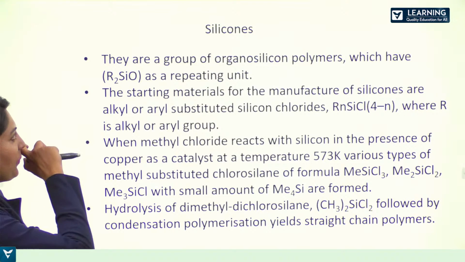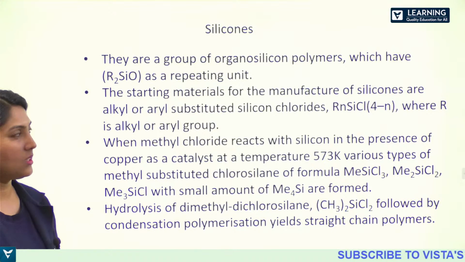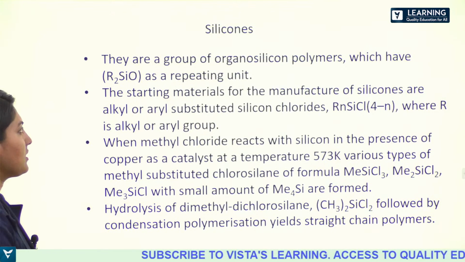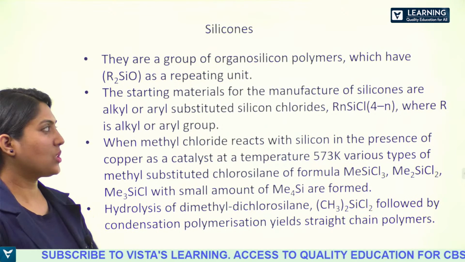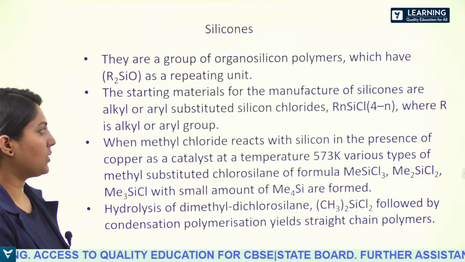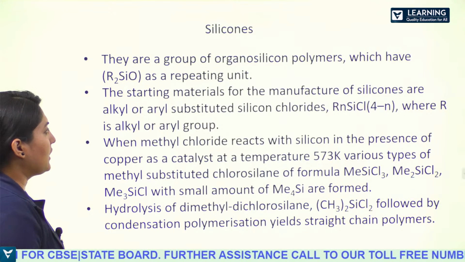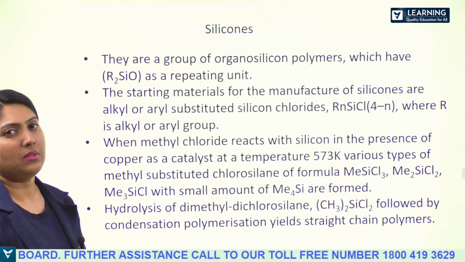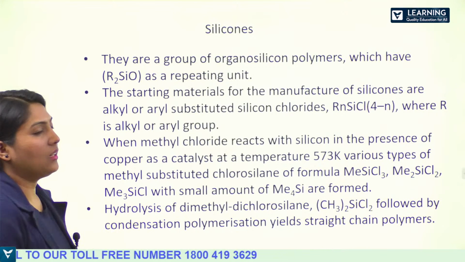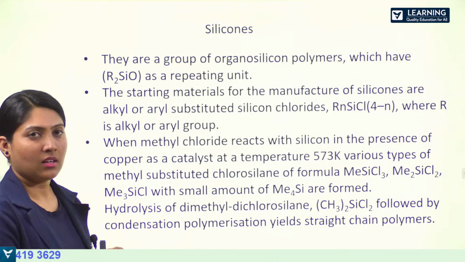So silicones are a group of organosilicon polymers which have R2SiO as a repeating unit. The starting materials for the manufacturing of these silicones are alkyl or aryl substituents. As I said, R can be an alkyl or aryl group. Aryl means aromatic group, alkyl means alkane, alkene, alkynes. So it might be an alkyl or aryl substituent which is present in the silicones.